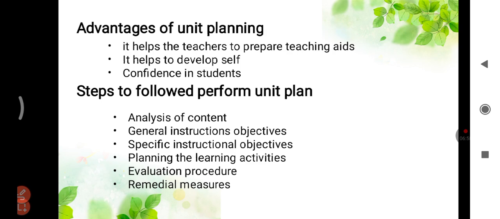Overall, how one unit is used for the lessons: analyzing the content, general instructional objectives, specific instructional objectives, planning the learning activities, evaluation procedure, remedial methods. These are the steps to perform the unit plan.